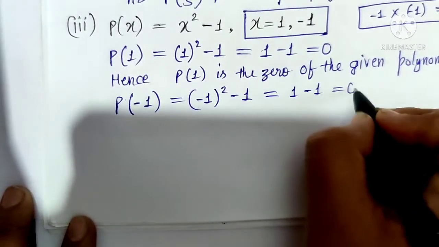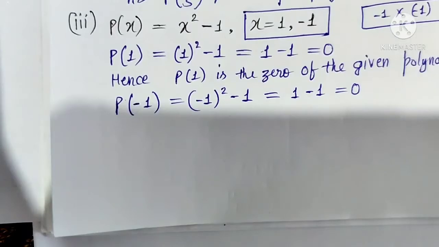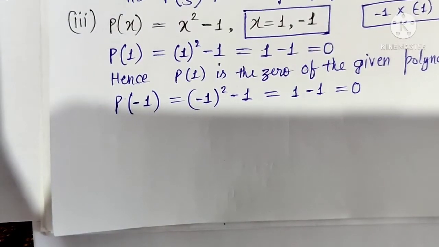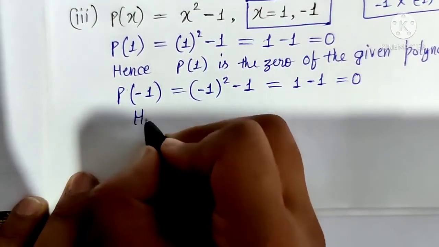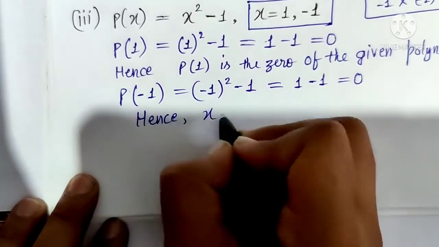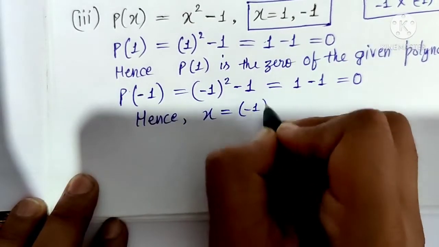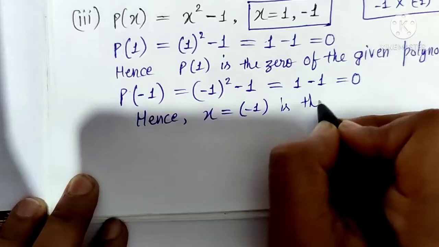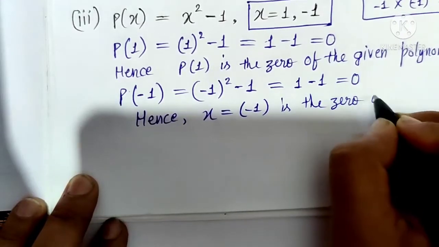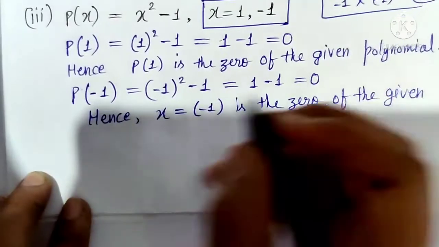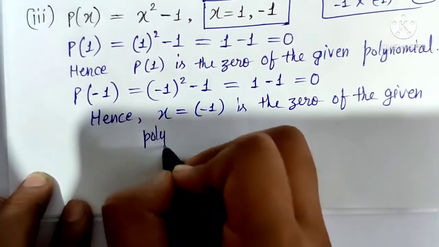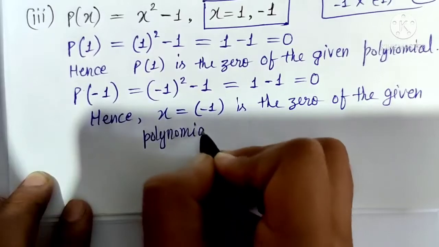Minus 1, so what will come? 0. So it means p(1) is also coming 0 and p(minus 1) is also coming 0. So we can say here that x equals minus 1 is the 0 of the given polynomial.